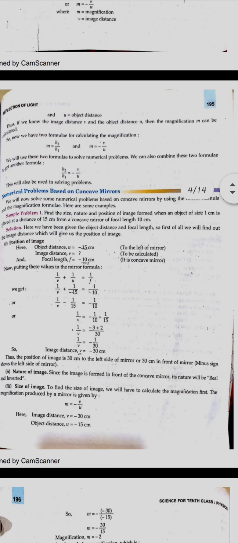See the example: find the size, nature and position of an image formed when an object of size 1 cm is placed at a distance of 15 cm from a concave mirror of focal length 10 cm. Since the object is of size 1 cm, it is given as a height. We will not be using that height now. It is kept at a distance of 15 cm from the concave mirror, so we will take it as u. So u's value is given as 15 cm and the focal length is 10 cm.